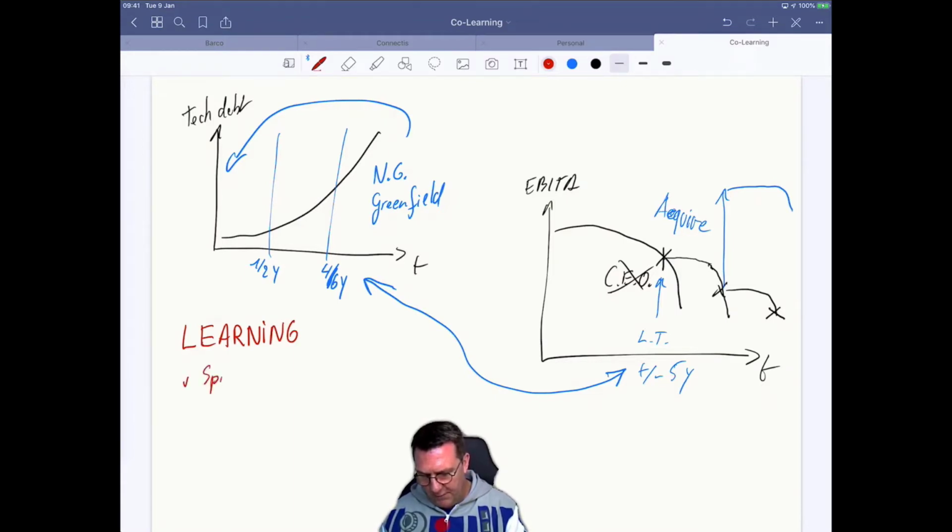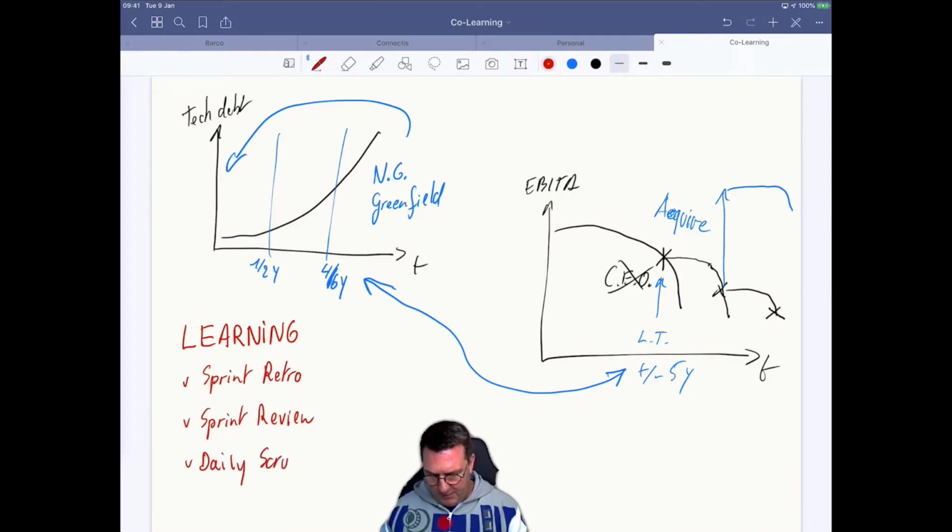So you have the sprint retrospective to accept learning. You have sprint review to accept learning. You have daily Scrum to accept learning. So, and all are useful. So sprint retro is learning in the sense of the collaboration, not only within the team, but also outside the teams and across teams with the rest of the organization. So that's a learning moment on the collaboration.